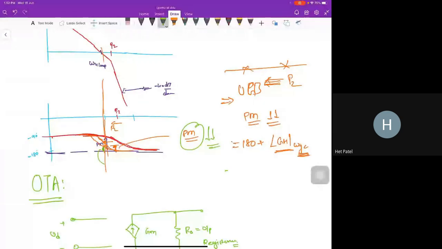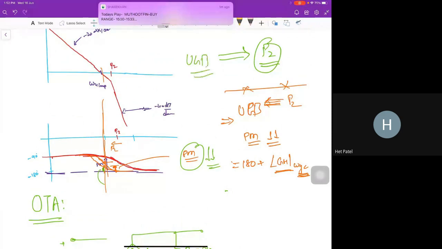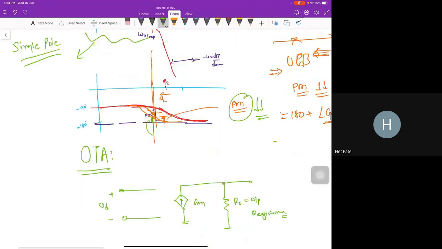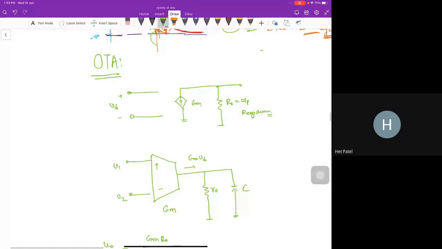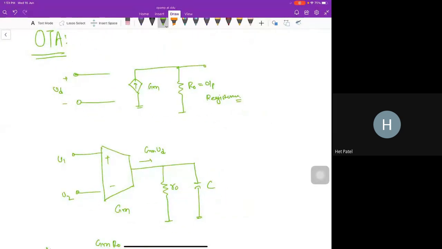That's the reason I want to kick out, I am using the word kick out, this P2 far away from UGB, and I want to make the system simple as a single pole system, so that the single pole system is always a stable one, and that's what I want. You will get this clear afterwards. So now this is my OTA, but the thing is, in the OTA I will have output resistance, that's the non-ideality. Let's see what this output resistance will do.